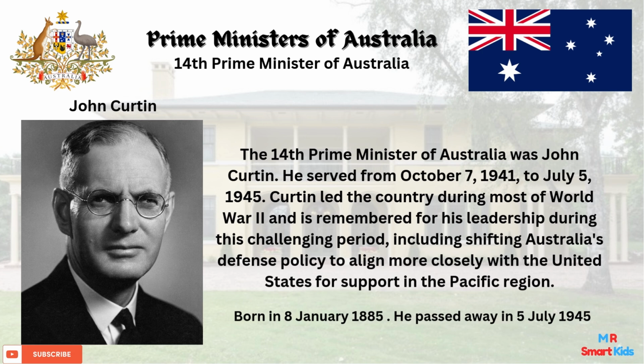The 14th Prime Minister of Australia was John Curtin. He served from October 7, 1941, to July 5, 1945. Curtin led the country during most of World War II and is remembered for his leadership during this challenging period, including shifting Australia's defence policy to align more closely with the United States for support in the Pacific region. He was born on January 8, 1885. He passed away on July 5, 1945.